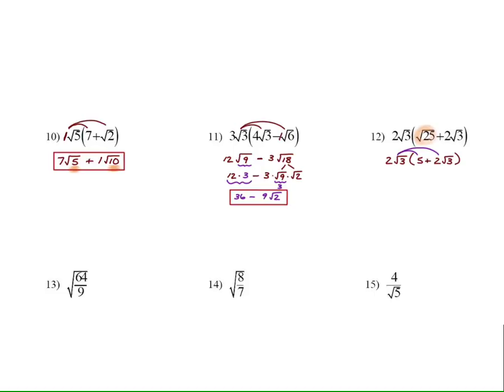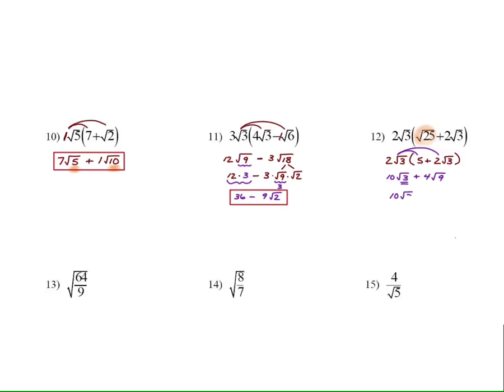So if I take 2 root 3 and multiply it by 5, what I should get is 10 root 3, because 5 times 2 is 10, and I still have that radical 3, plus 2 root 3 times 2 root 3, which is 4 root 9. So 2 times 2 is 4, 3 times 3 is 9, still underneath the radical. And then I'm going to try and simplify each radical as much as possible.